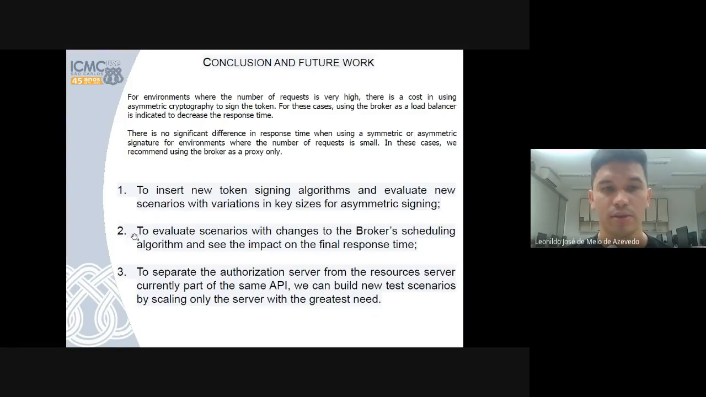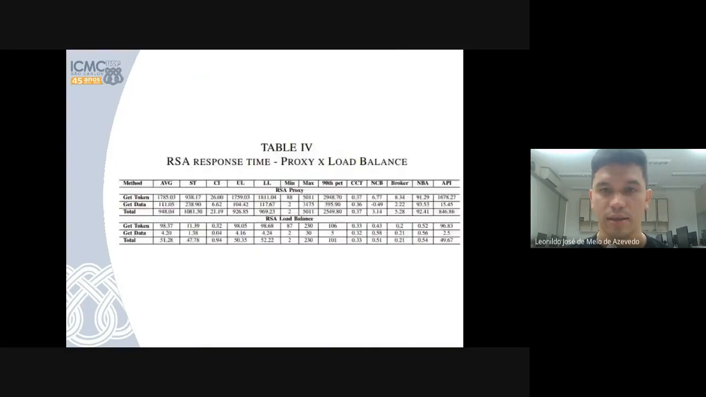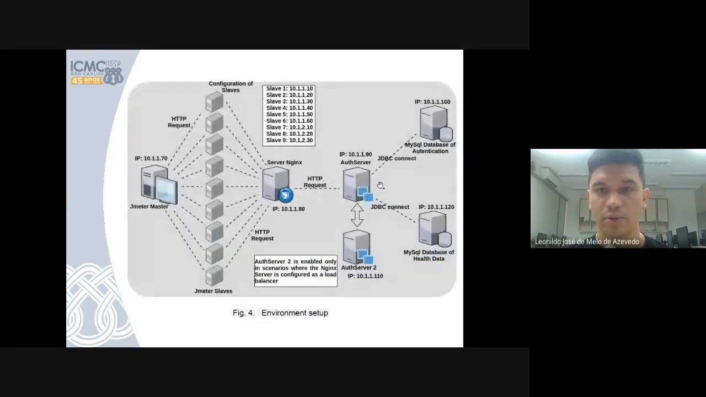Also, we intend to evaluate scenarios with changes to the broker scheduling algorithm. So we use round robin, and maybe using another algorithm we have other results. And finally, we intend to separate the authorization server from the resources, because in this case, the authentication server and the database are in the same API.